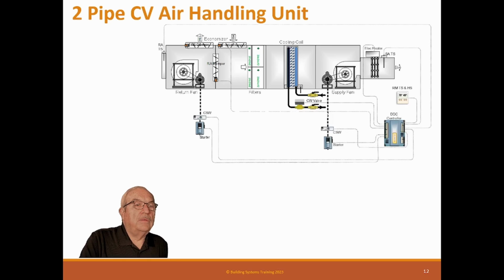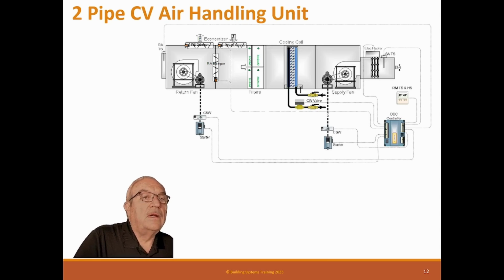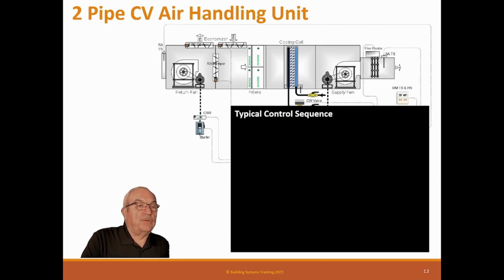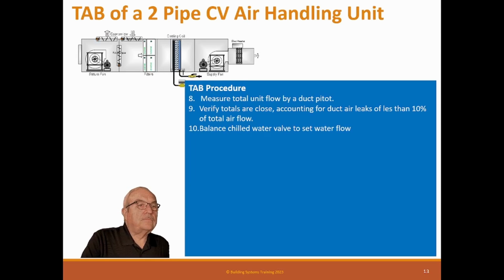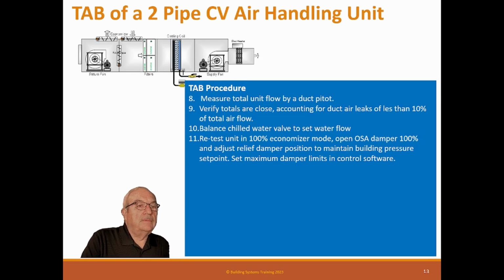I don't remember. Okay, let's look at the control system here. All right, this one does not have building pressure automated in it. So this one, we're going to test in economizer mode, and we don't have automatic control of the room. If we had automatic control of the room, it could modulate this damper to maintain building pressure, but it doesn't.